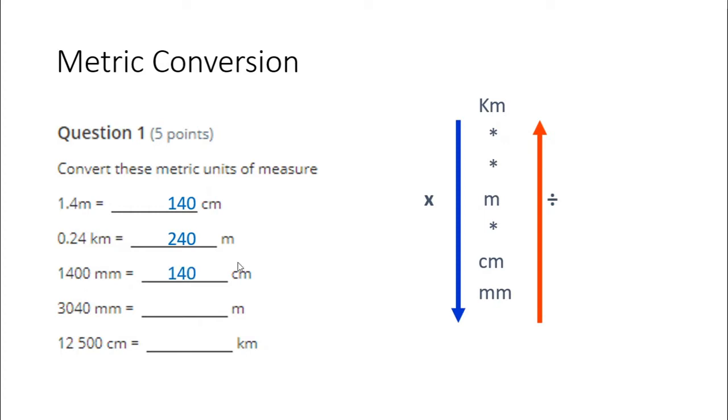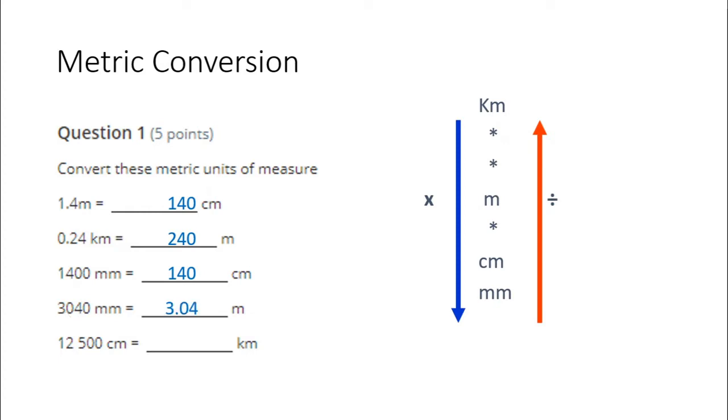Next one, millimeters to meters. That's 3 steps up the scale. See, 1, 2, 3. So we're going to divide by 10 3 times, or divide by 1,000. Either way is the same thing. 3 zeros and 1,000 means we're going to move our place value 1, 2, 3 places over. So that's going to be 3.04.